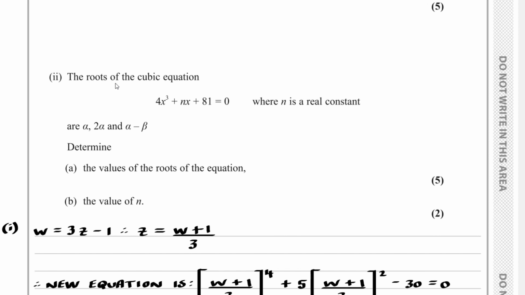Next, the roots of the cubic equation 4x cubed plus nx plus 81 equals 0, where n is a real constant, are alpha, 2 alpha and alpha minus beta. We have to determine for the first part the values of the roots of the equation and then the value of n.